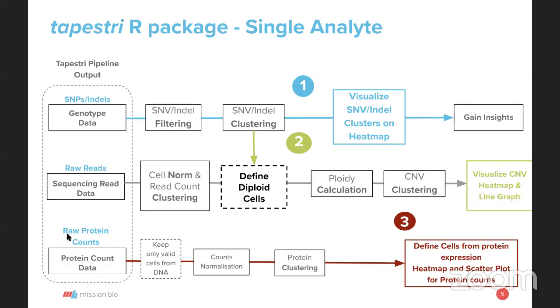Sorry about that. Then the third is our protein data, which is the output of the Tapestry protein pipeline. You get per cell, per antibody tag, how many reads there are, and you initially keep the cells you call from DNA. We would normalize the counts matrix, cluster the protein data, and then we could look at similar visualization.